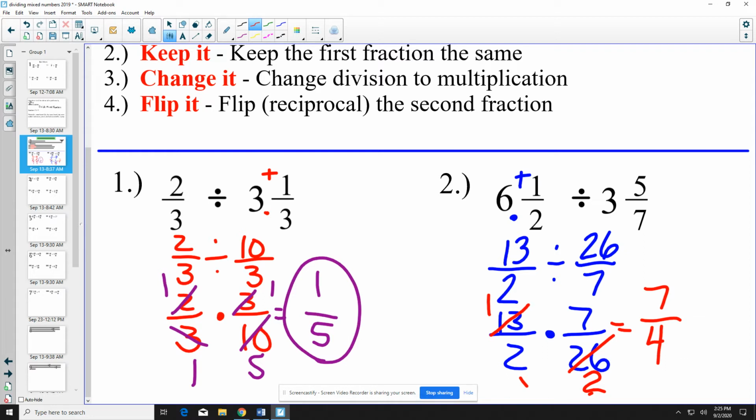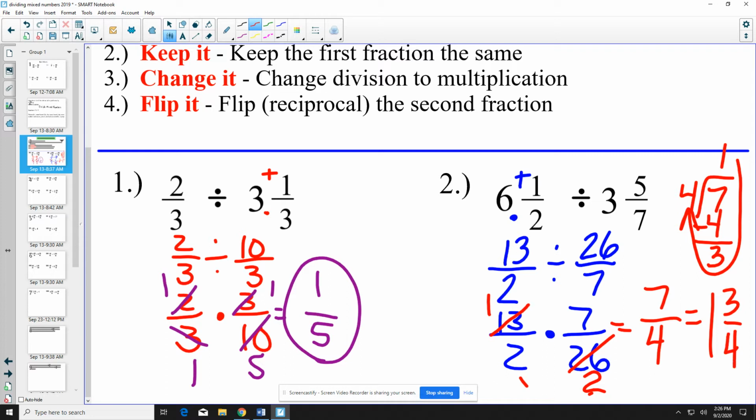Is this my final answer? No, because 7/4 is what kind of fraction? Improper. Yes. How did we change it? Divide. Good. Here's what you're doing on your paper. You're taking 7 and dividing by 4. So 4 goes into 7 once. 1 times 4 is 4. Subtract and get 3. So if I go in a circle, this would be 1 3/4. That is my final answer because 3/4 is in simplest form. The only number I can divide 3 and 4, both, by is 1.